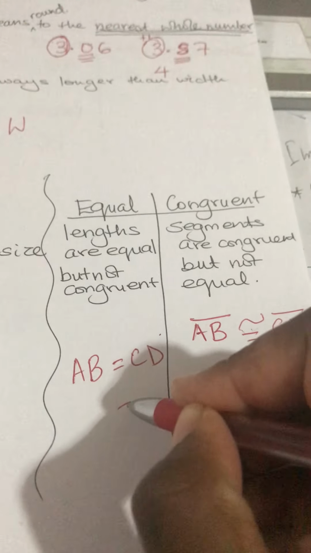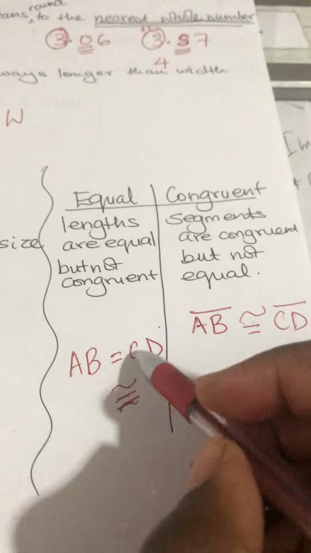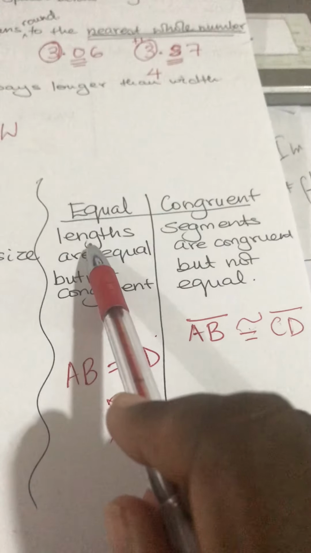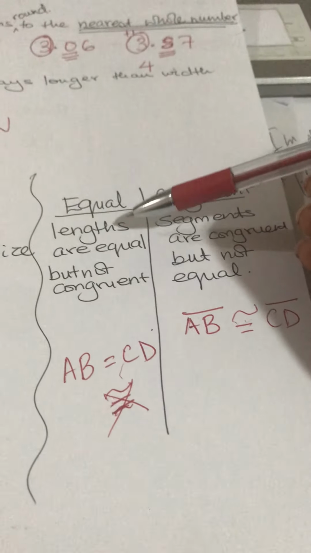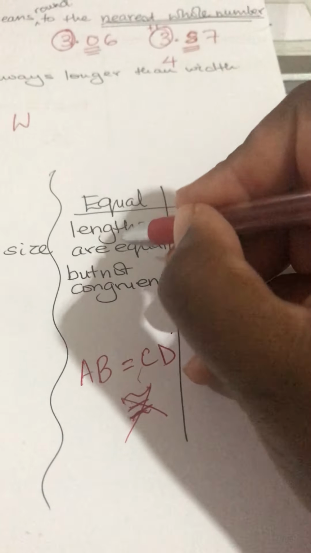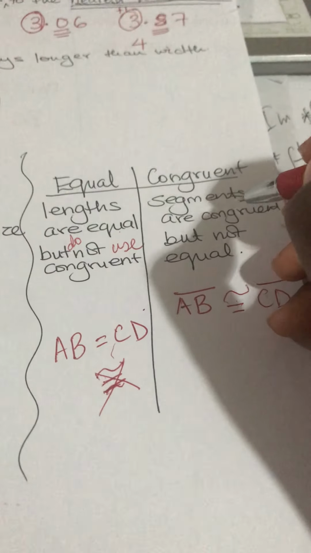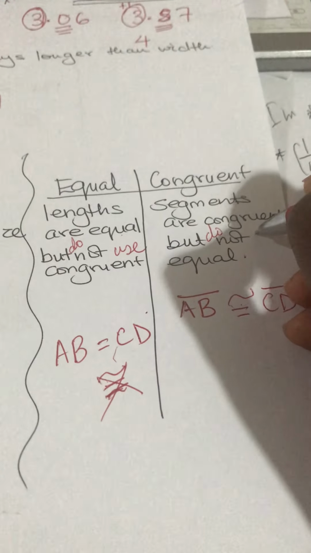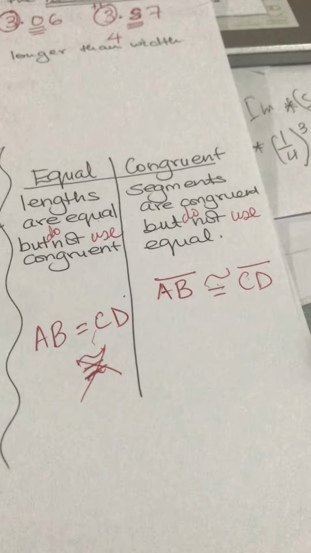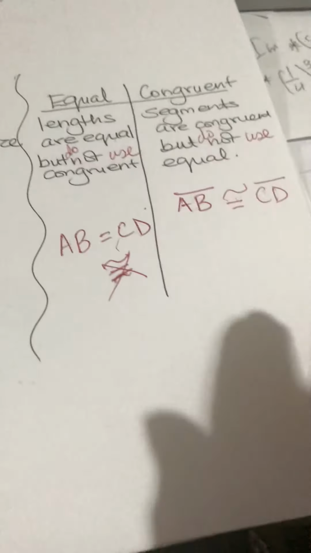If you write congruent over here, it will be wrong. Congruent is only for segments. Equal is only for lengths. So that is why I wrote for you here. Lengths are equal, but do not use congruent. Even here, but do not use equal. So when you're talking about segments, use the word congruent. When you're talking about length, you must use the word equal. Okay?